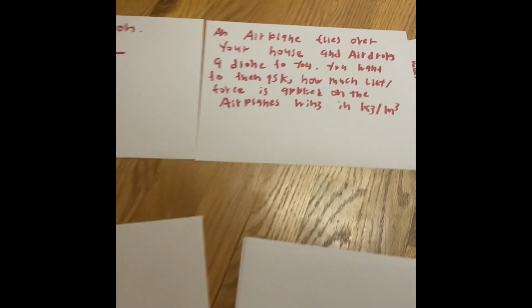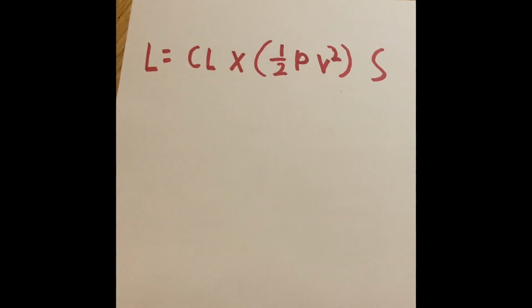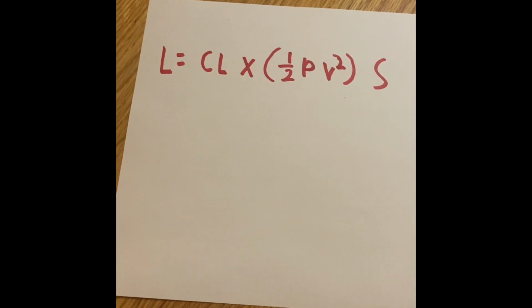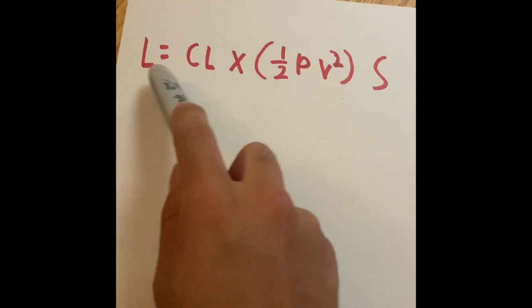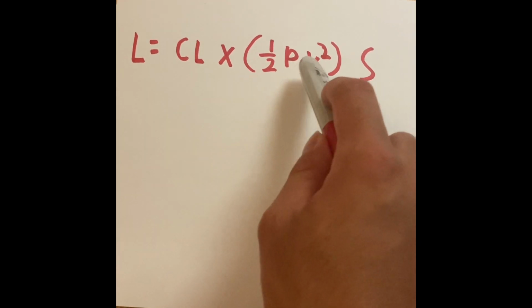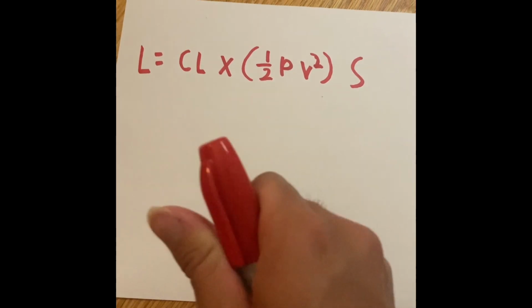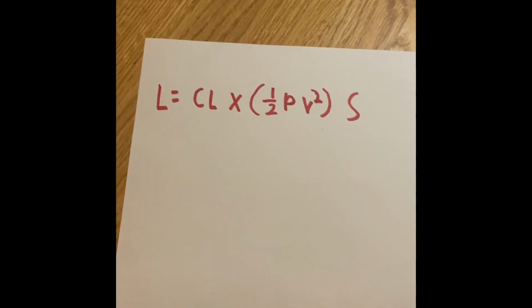There's an actual formula to help us understand how to calculate the force applied on the airplane's wing for lift. And here it is: L equals CL times 1/2 ρ V squared S. What we're going to do next is understand what these mean.